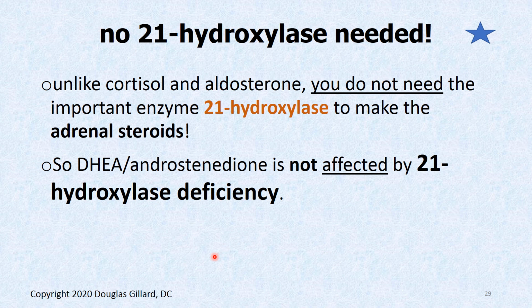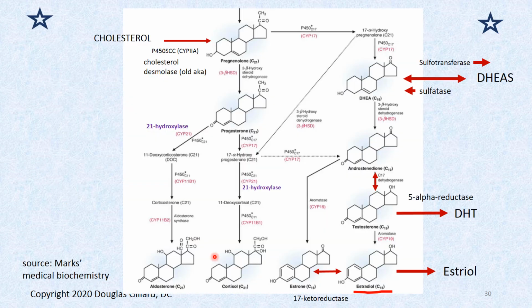Another fun fact here, remember the adrenal androgens, we don't need 21-hydroxylase to make this. So people with 21-hydroxylase deficiency will have deficient aldosterone and cortisol, but they will still have a normally functioning adrenal androgen count. So remember this thing.